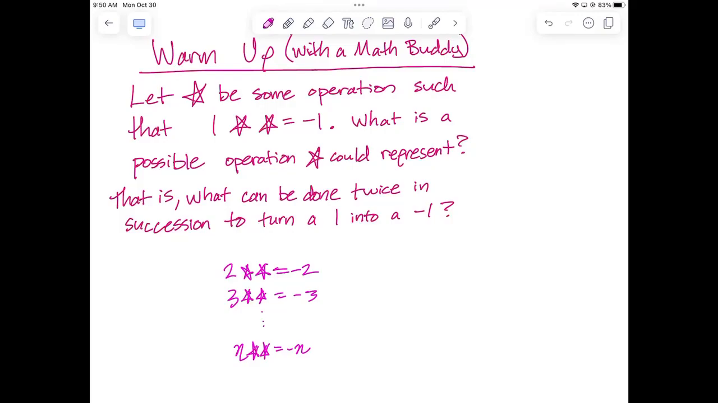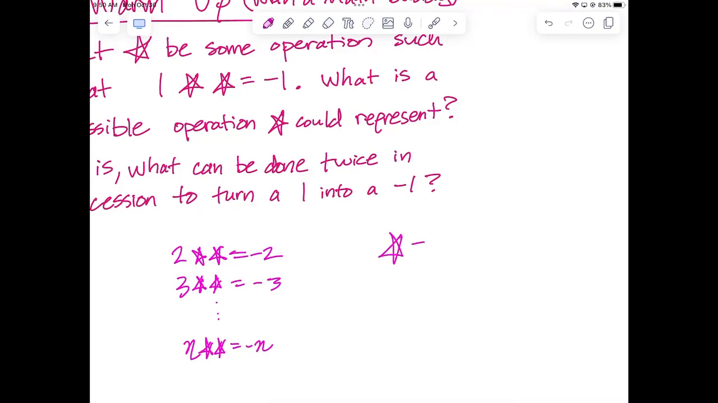Okay, so back to the warm-up here. What can we do 2 times in a row? Could be add, subtract, multiply, divide, anything that will turn a 2 into a -2, a 3 into a -3. Jeremy said multiply by the square root of -1. Let's see if that works.